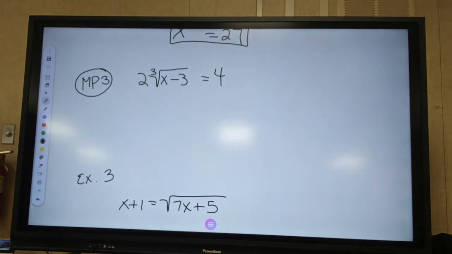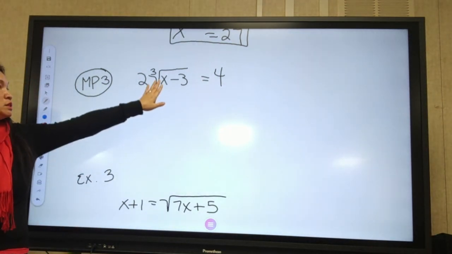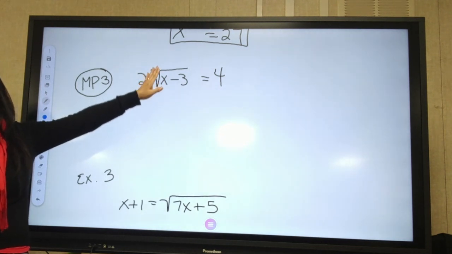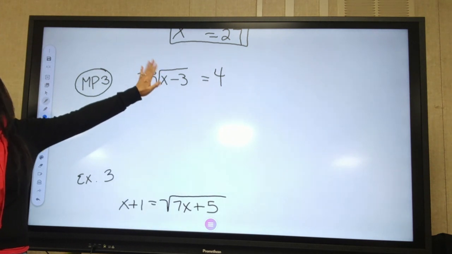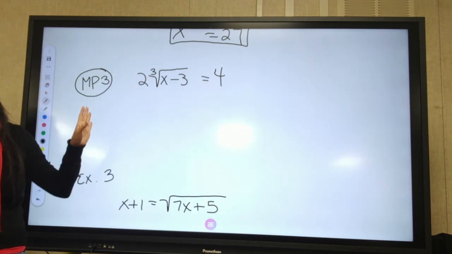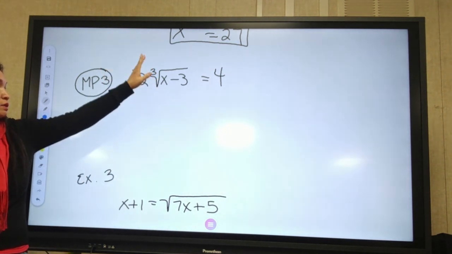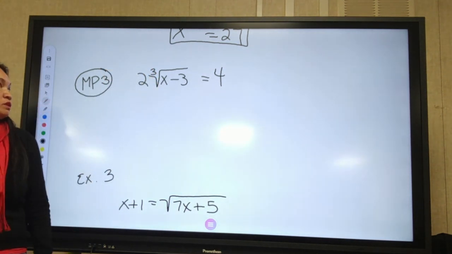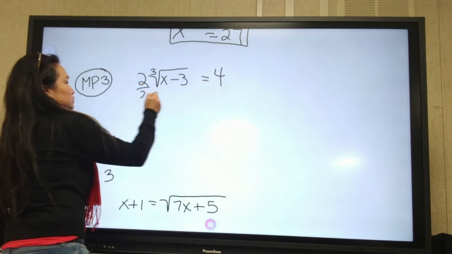Okay, monitoring progress 3. So I wrote it specifically. Is this -3 under the radical sign or not under the radical sign? It is. So in order to get to this x that's stuck inside the radical sign, we have to get rid of everything else. But before we cube it like we did on the last problem, we have to get rid of something. What do you think we have to get rid of? The 2, right? So divide both sides by 2.